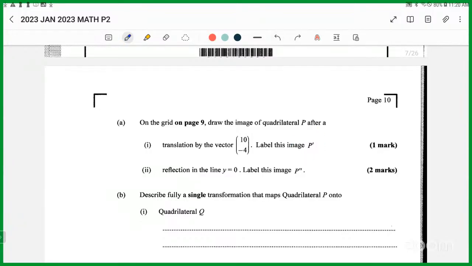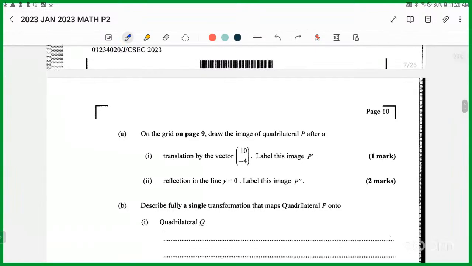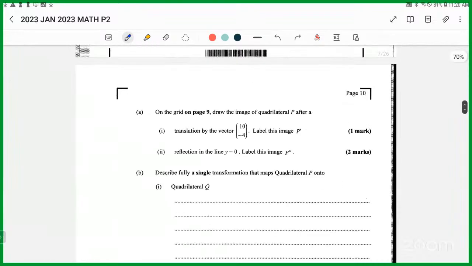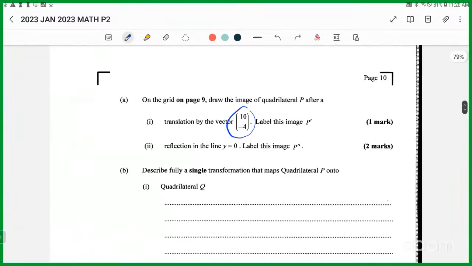10, negative 4. So they're asking us to do some transformations first before they ask us to describe the transformations from P to Q and from P to R. Alright? So this translation is 10 units to the right and 4 units downwards. That's negative 4. That's what it means. So we're going to move each point 10 units to the right and 4 units down.